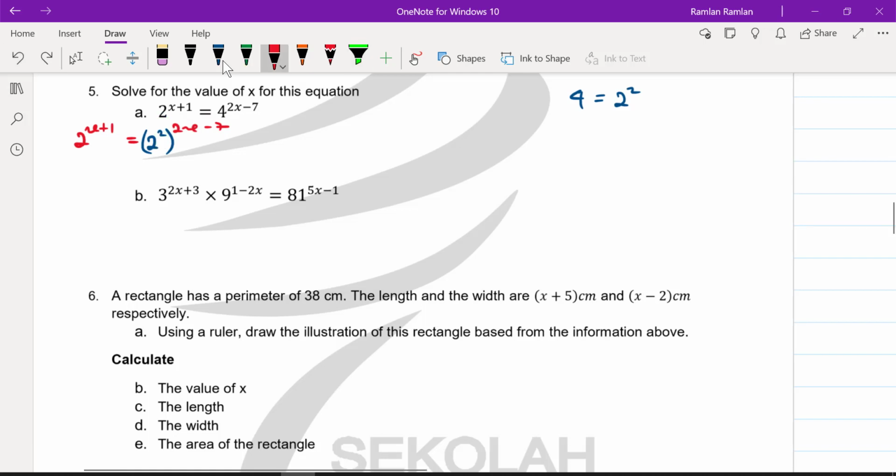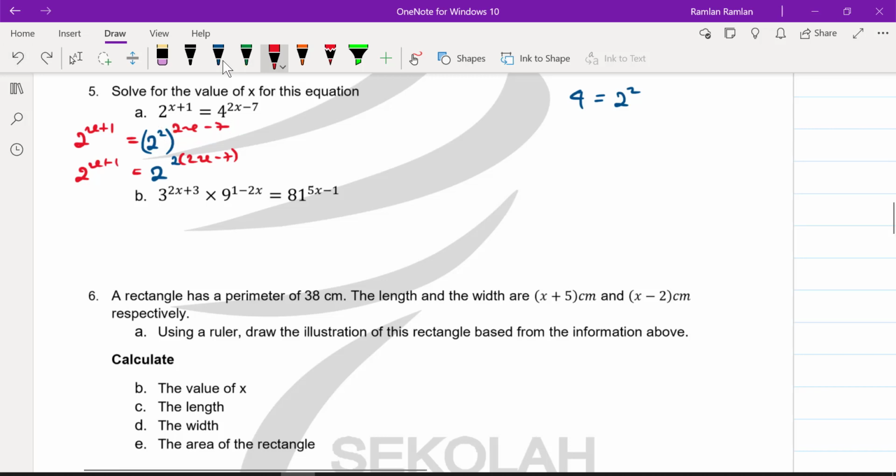So instead, maybe I'm gonna write down like this. I'm gonna write down 2 to the power of x plus 1, which doesn't change, and then this is 2, to the power of 2, and then bracket 2x minus 7. Can you see what happened here? Right, so you multiply this with this. Just remember that you need to put brackets like this.